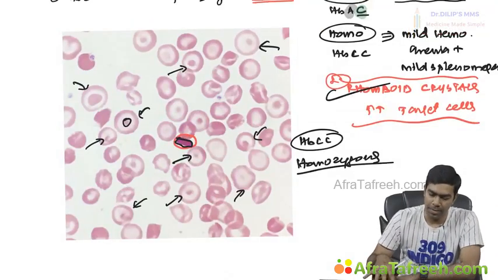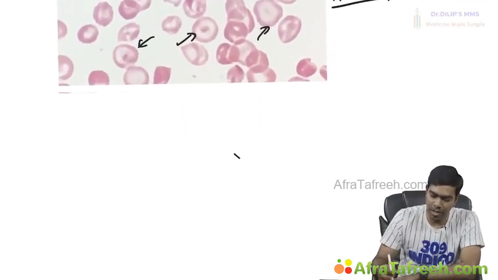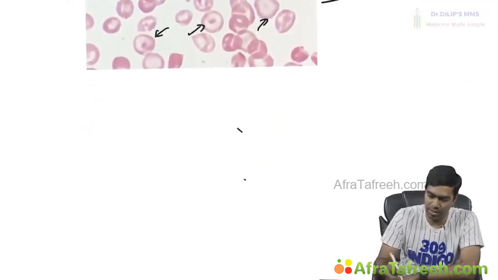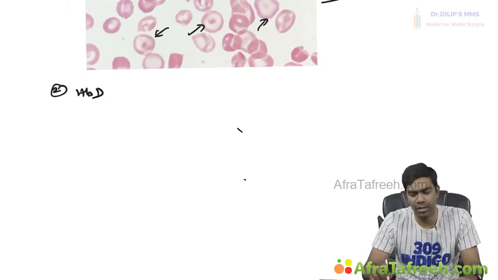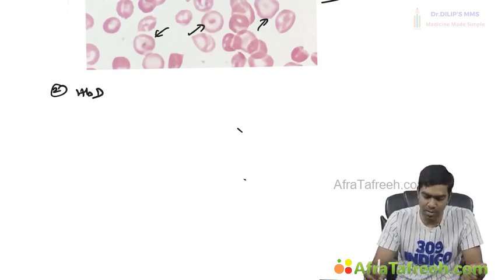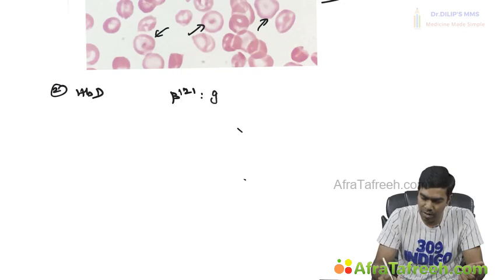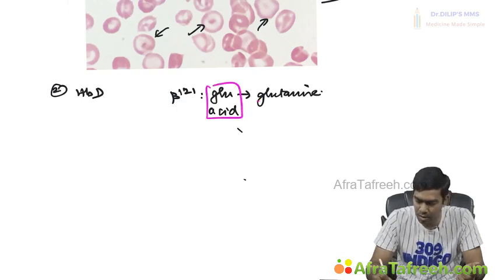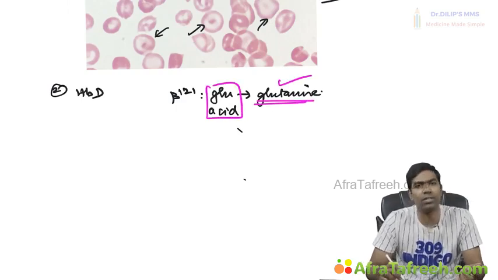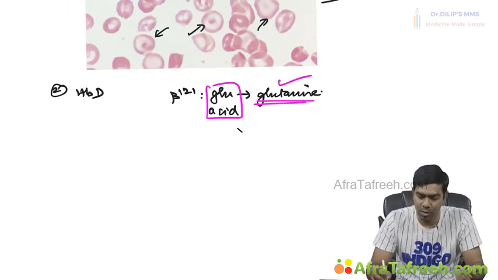please do remember. And second one, if you ask me what are the other hemoglobin molecules you can see, the second one is hemoglobin D. That's what we call HbD. The problem in HbD is at the beta 121 position, where the usual glutamic acid changes into glutamine. There's a lot of difference, glutamic acid to glutamine in this patient. So this is what we call HbD, hemoglobin D.